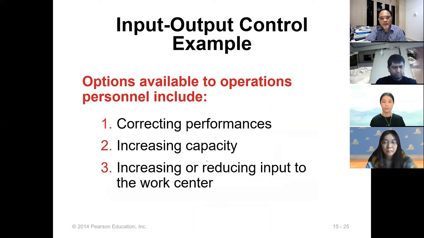You can fulfill the backlog by correcting the performance, or increasing the capacity, or reducing input to the work center. If you reduce the input, you will be able to fulfill whatever backlog there is. If you keep increasing the input and there is a continuous backlog, then you are not going to meet the customer's due dates. So this is one technique, input-output control.